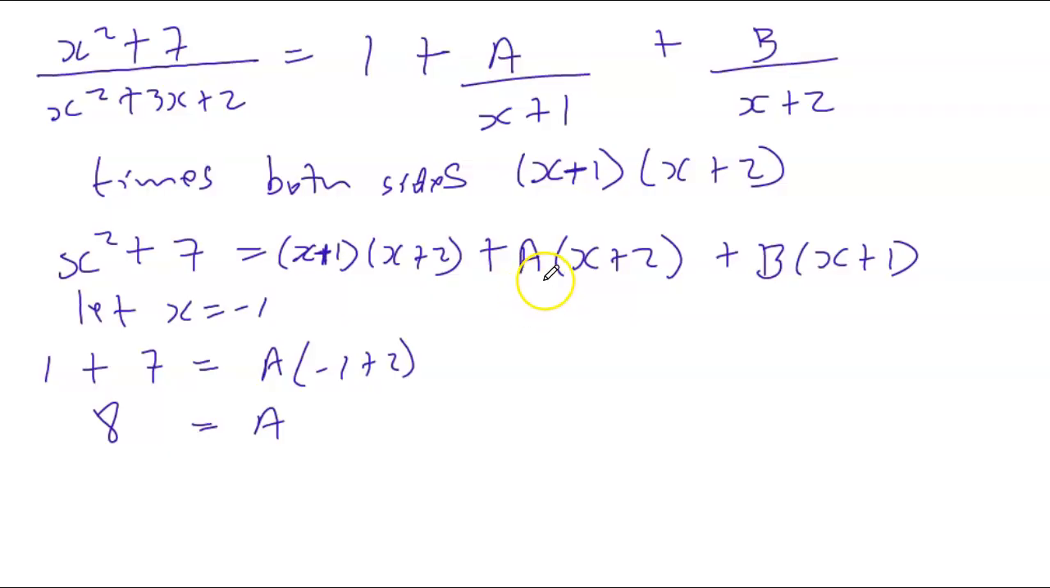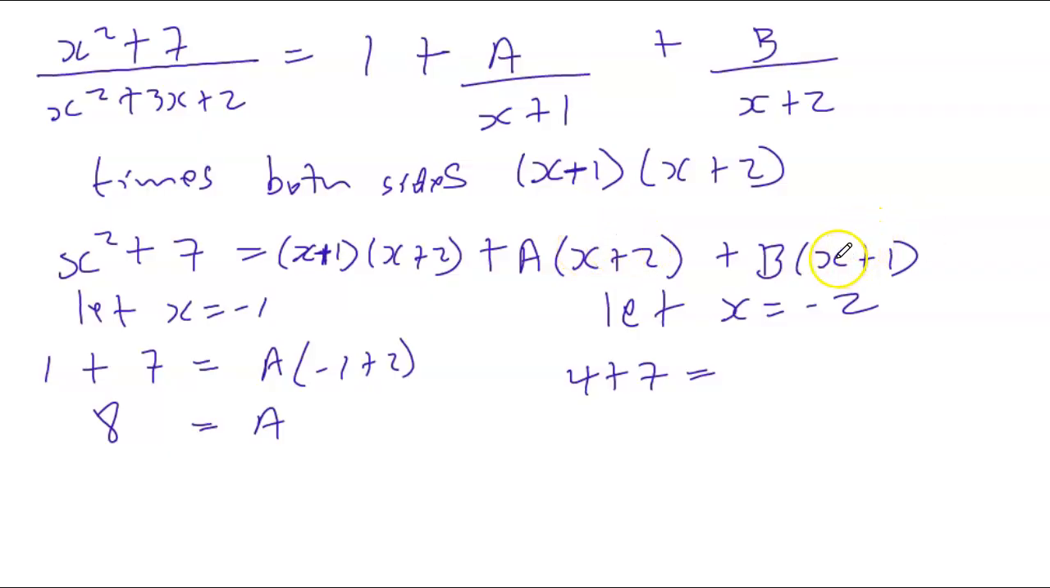Now the other value that makes the bracket 0 will be negative 2. So if we let x be negative 2, what you have here on the left hand side is negative 2 squared, which is 4, plus 7. Plug negative 2 in this term here, you'll have negative 2 plus 2, which is 0. So all of that will be 0. Plug negative 2 in the term with a, you'll have negative 2 plus 2. All of that will be 0.